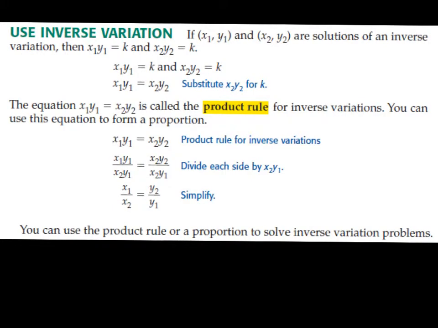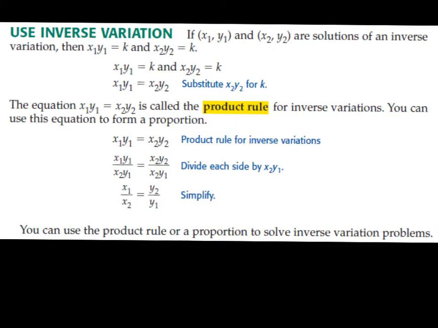If (x sub 1, y sub 1) and (x sub 2, y sub 2) are solutions of an inverse variation, then x sub 1 y sub 1 equals k, and x sub 2 y sub 2 also equals k. So by substitution, they must be equal to each other.